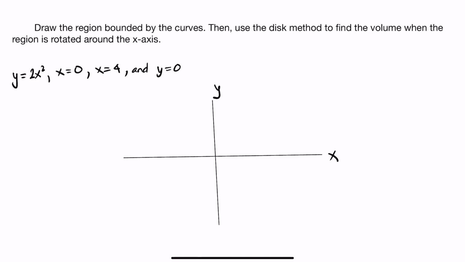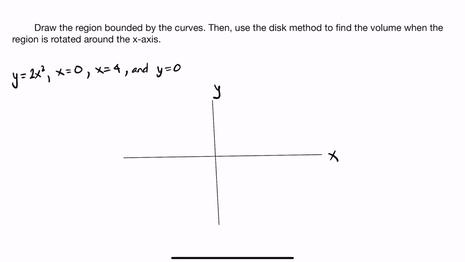Hi friends, today we're going to use the disk method to find the volume rotated around the x-axis. So the question is, draw the region bounded by the curves, then use the disk method to find the volume when the region is rotated around the x-axis. So the first thing we need to do is draw the curves.